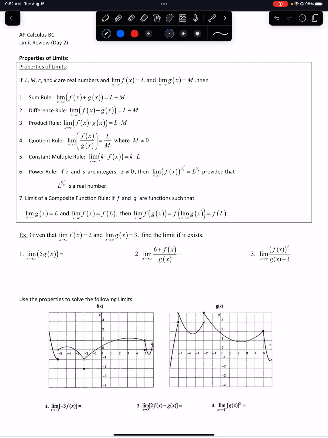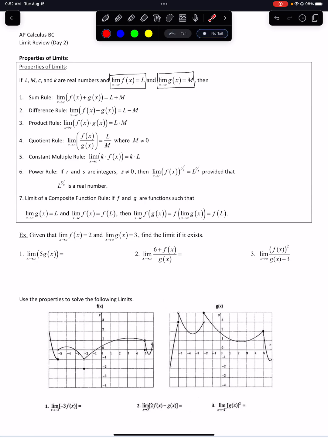So let's say we have two limits. Now we have the limit as x approaches c of f of x is some number L, and the limit as x approaches c of g of x is some number M. Well, what we want to find out is which algebraic properties can we apply? Well, we can apply pretty much all of them.